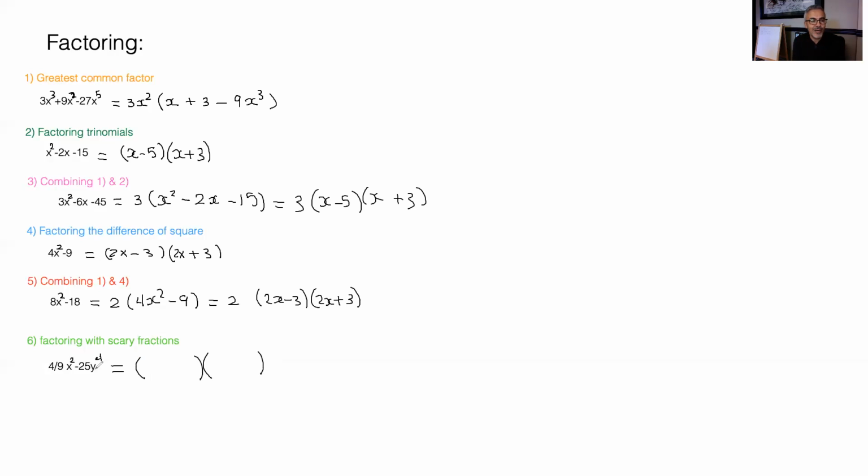This is the difference of squares again, because 4, 9, x squared, 25, and y to the 4, all of them are perfect squares. So you take the square root of 4 over 9 x squared. When you square root fractions, just square root the top and then square root the bottom. Simple. 2 over 3 x, 2 over 3 x. One is minus, one is plus. The square root of 25y to the 4 is 5y squared, and that's what you write in here.